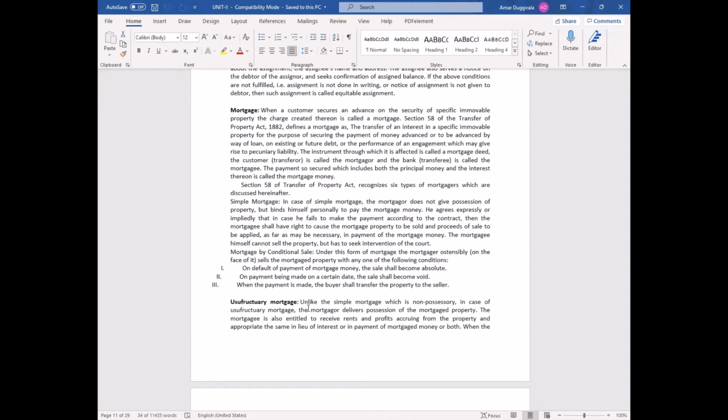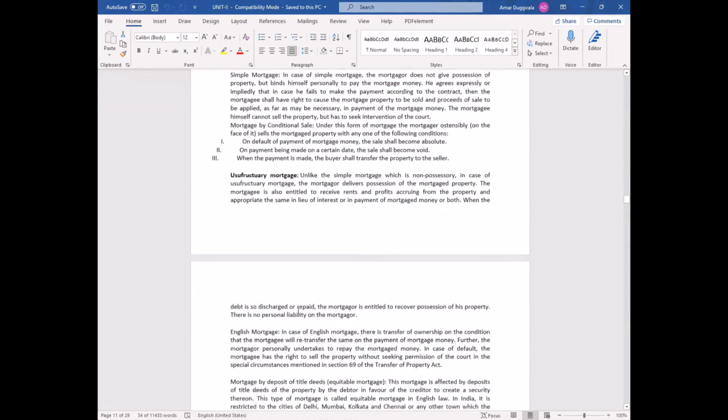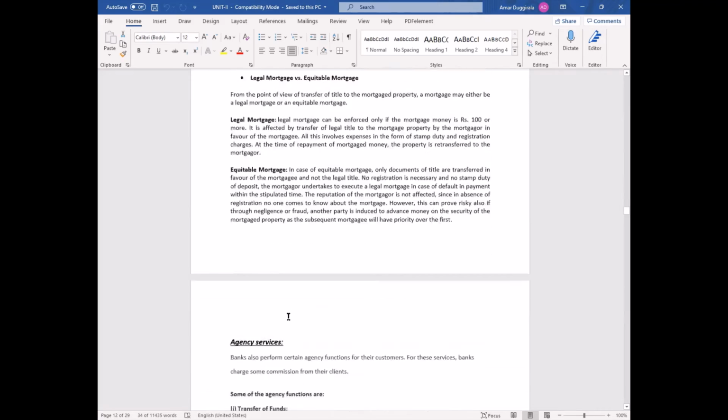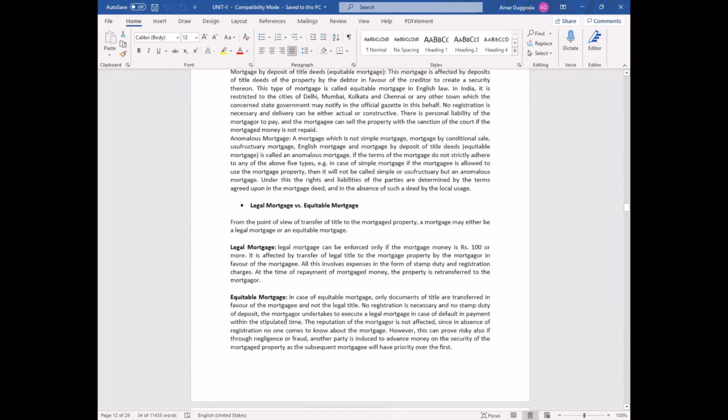So there are different types of mortgages: simple mortgages, usufructuary mortgages, equitable and legal mortgages, etc. You can go through them in detail and understand what those mortgages are.